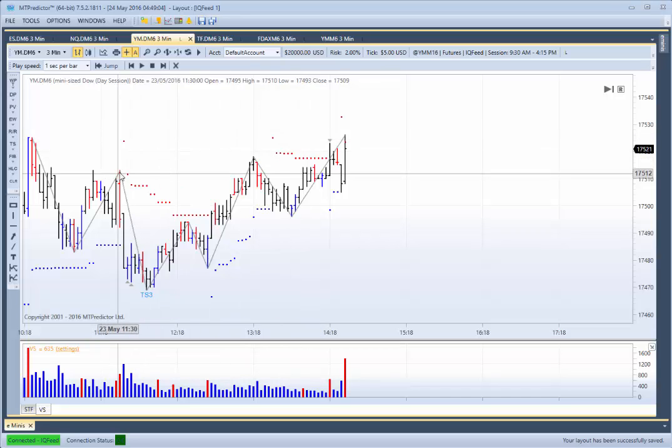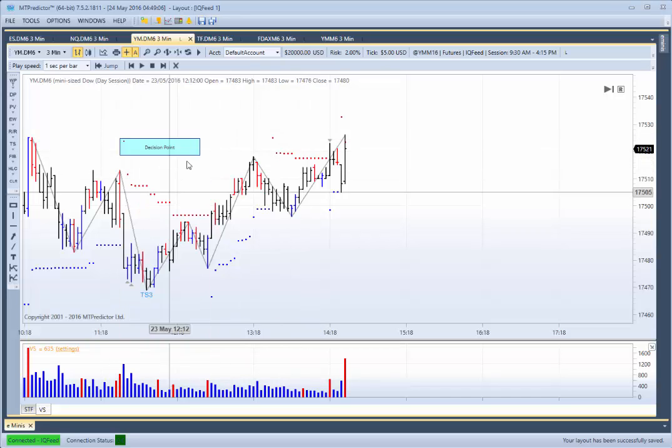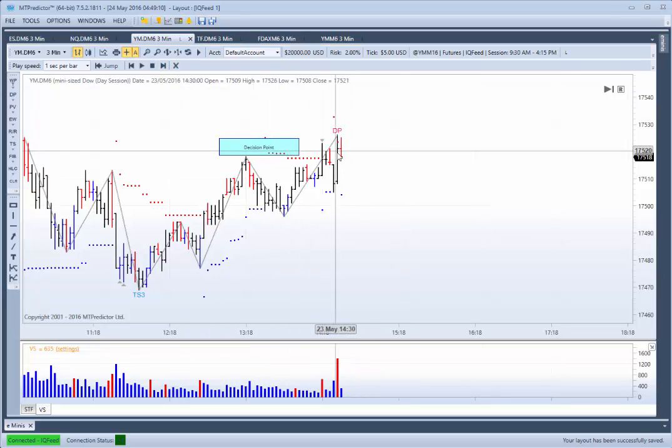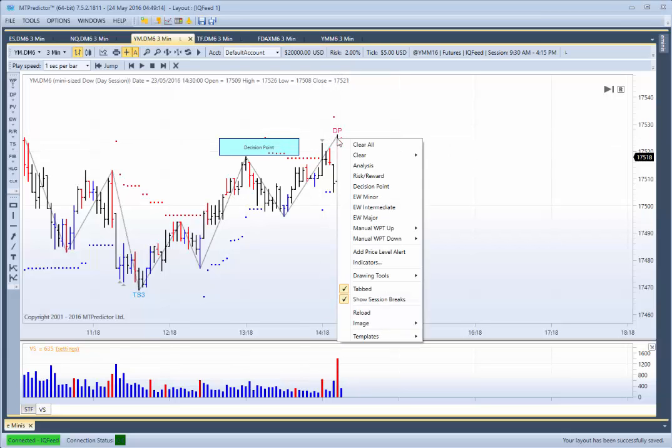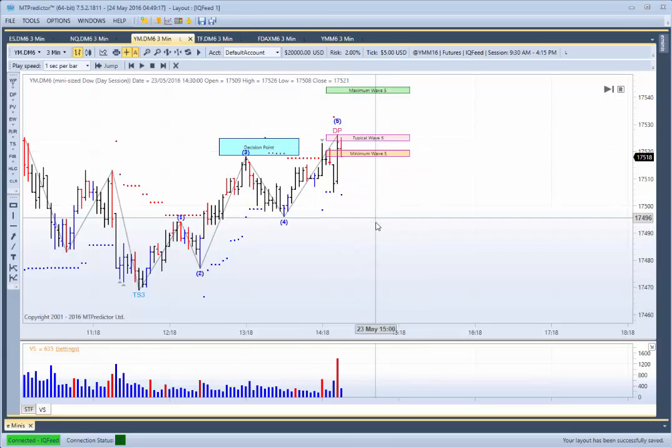Is the pattern still valid? Well, yes it is. There's our DP level there. Let's move forward another bar. We get another red sell bar, also another DP automatic sell, but let's just place the Elliott wave count on here because this is what I'm looking at: the end of a 5-wave sequence.